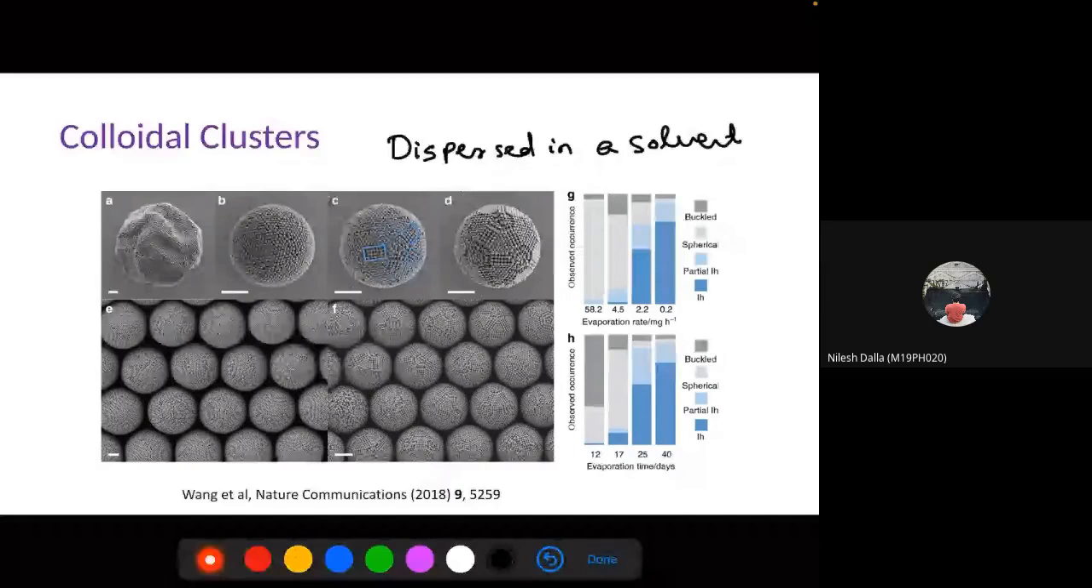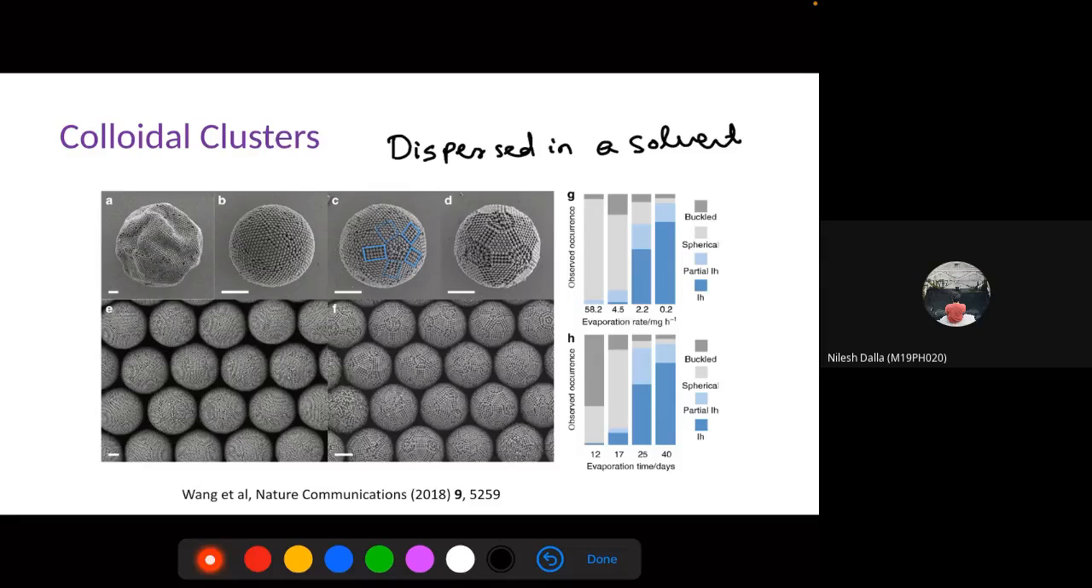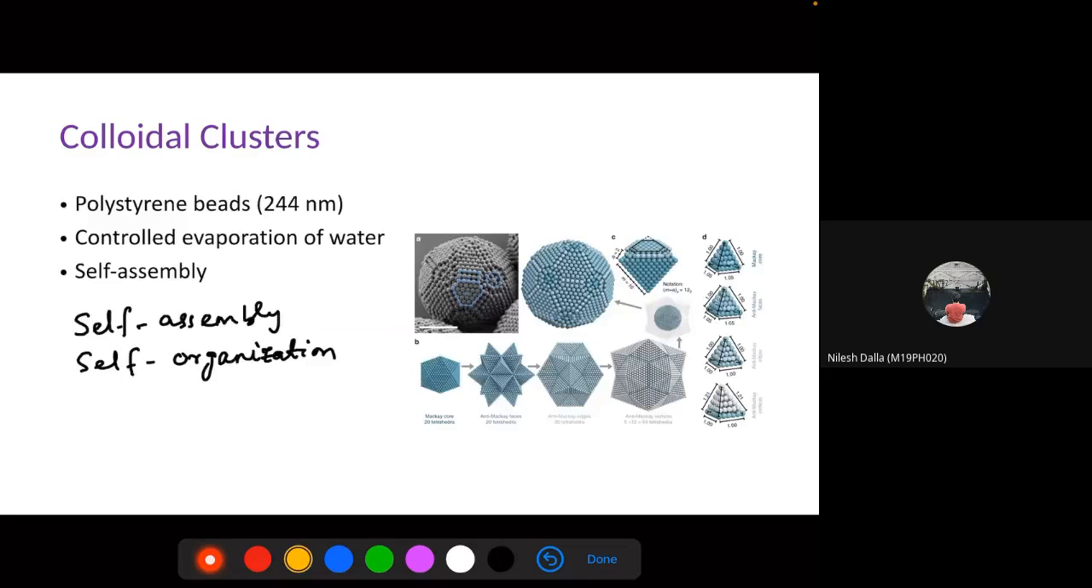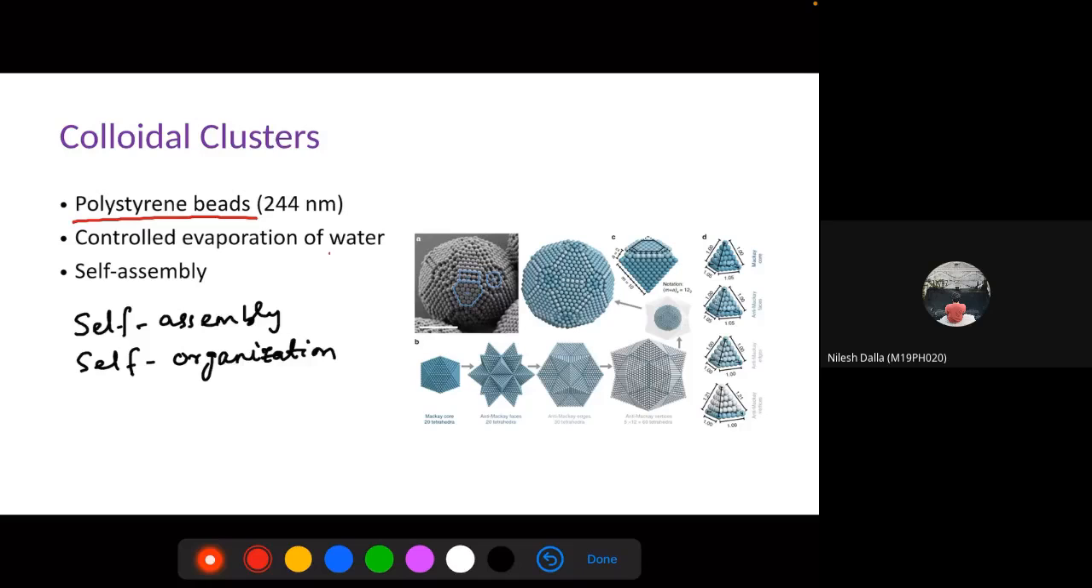In this case, what they have done is they have taken polystyrene beads, which is like a polymer kind of thing. These are again spherical particles or colloids which are 244 nanometer in diameter, so they are not actually that small, still 244 nanometer. They are dispersed in water. Okay, so here this water is the solvent.